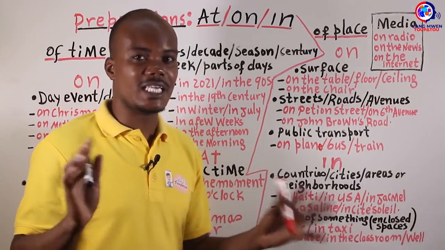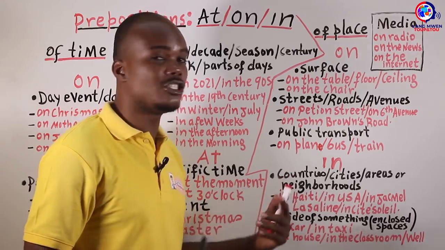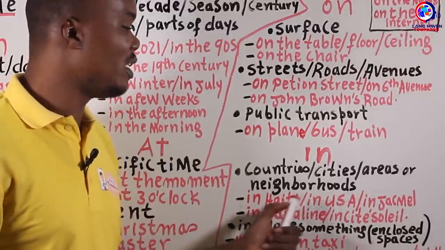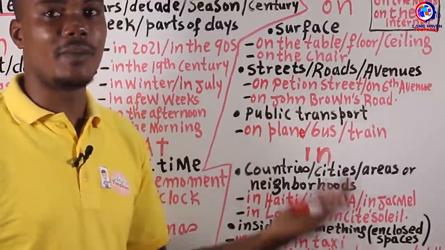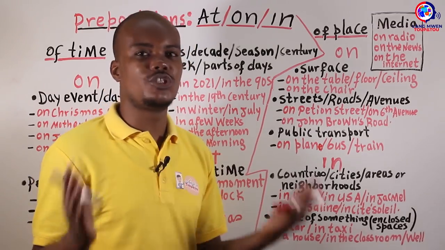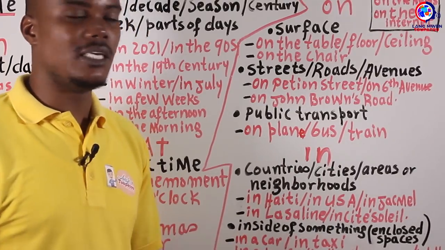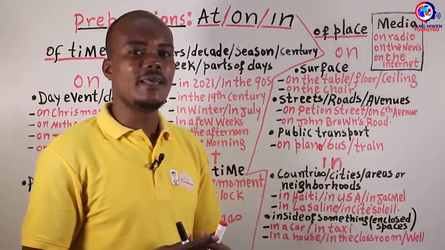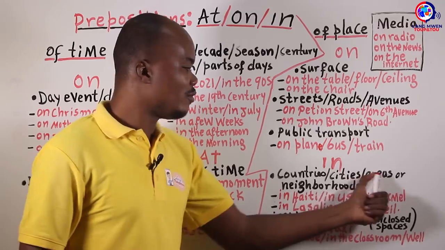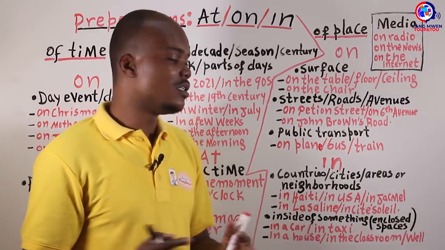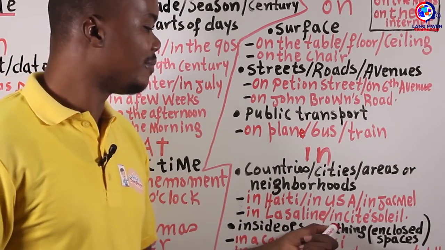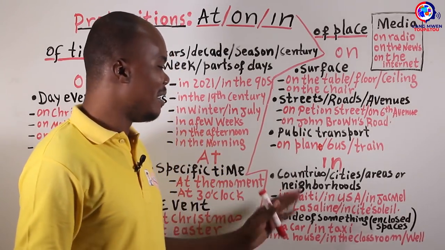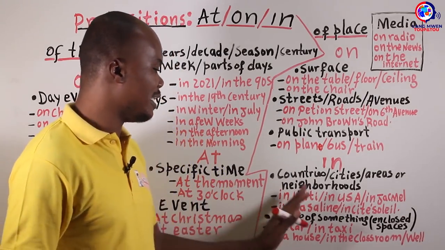And let me give you an example. For example, if I'm talking about countries, I can say in Haiti, Haiti is a country, and USA or United States of America, both are countries. And if I'm talking about city, I can say in Jacmel and Saint Marc and Gonaïves, okay? I can say that. And if you'd like to talk about neighborhoods, you can say in La Saline and Cité Soleil, both names are common names. You know, I think you know these names.